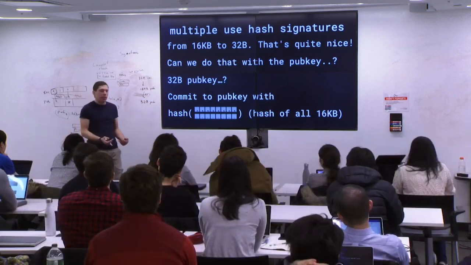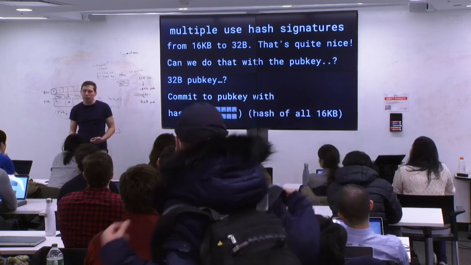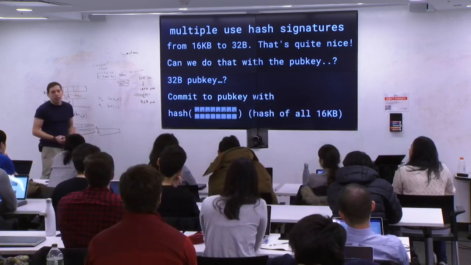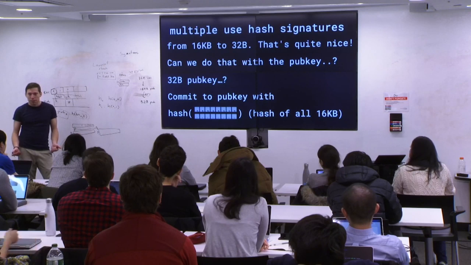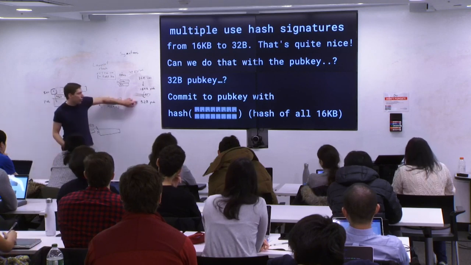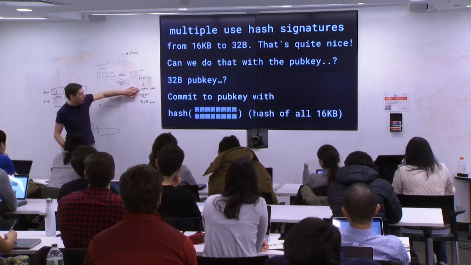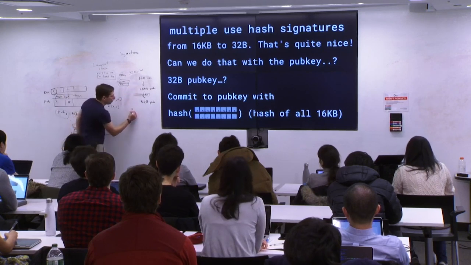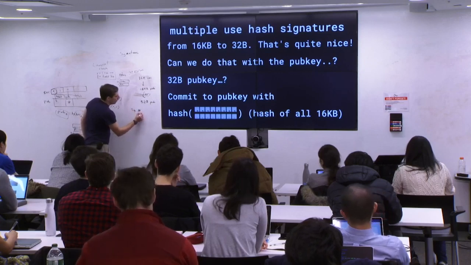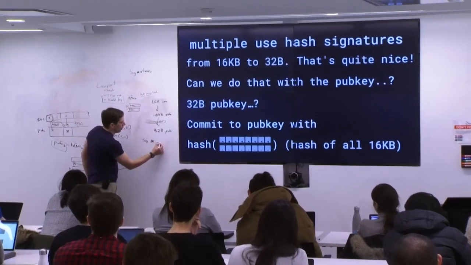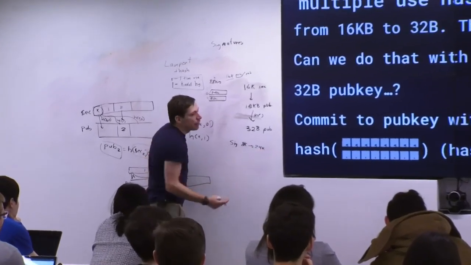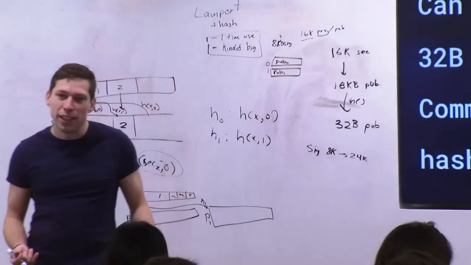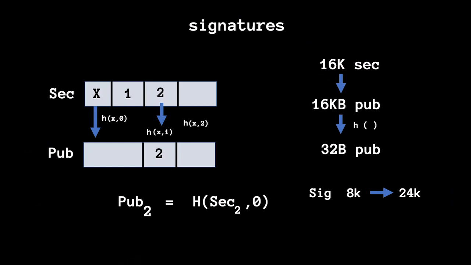And I've committed to my public key, that works, right? However, when I sign, I need to provide the whole public key. In order for you to verify, I need to provide the whole original version of the pub key when I sign. So now my signature goes from 8K to 24K. So I haven't really made it more efficient, right? The total size of public keys and signatures stays the same, actually slightly larger.